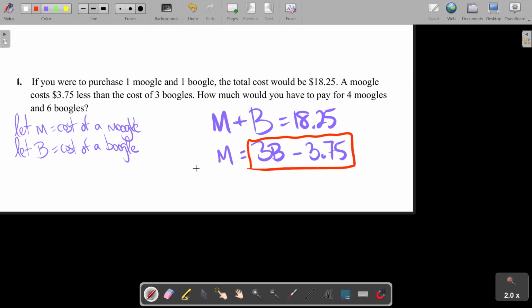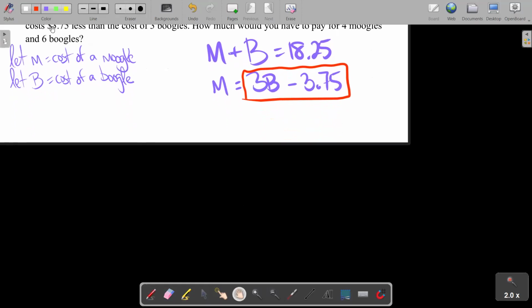Where are we going to put that? In place of M in the second equation. The B. In place of M in the top equation, because it is what M equals after all. So my top equation is going to say M plus B equals 18.25.